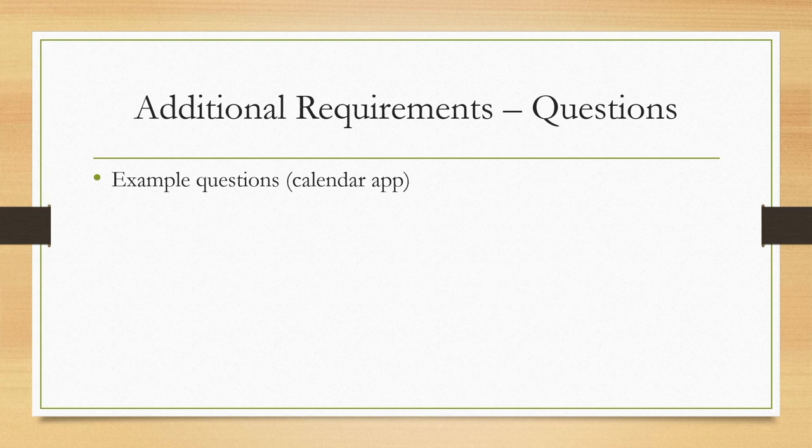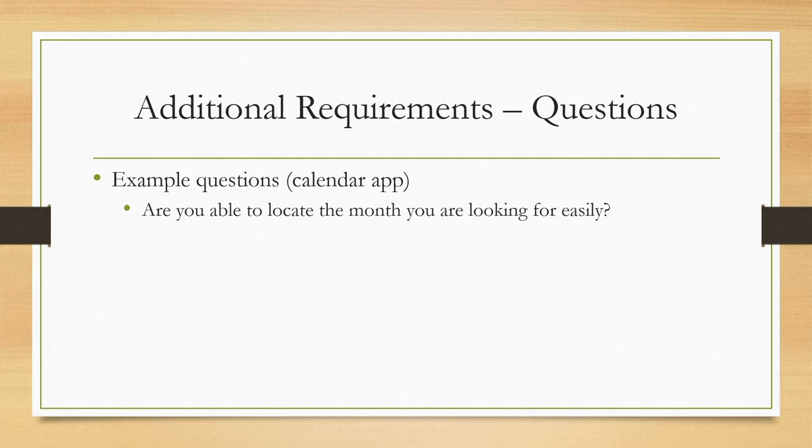Let us try to understand with respect to the same example. So, in this case, for this particular interface, what can be a set of questions that pertains to usability concerns for the interface? Let us see a few of those questions. One is, are you able to locate the month you are looking for easily? This can be one question.